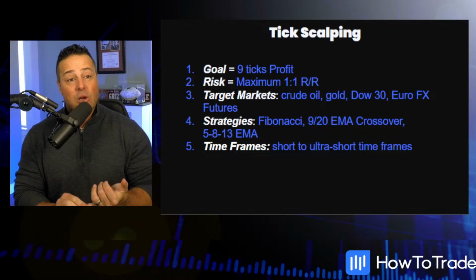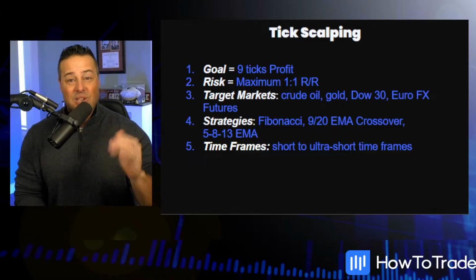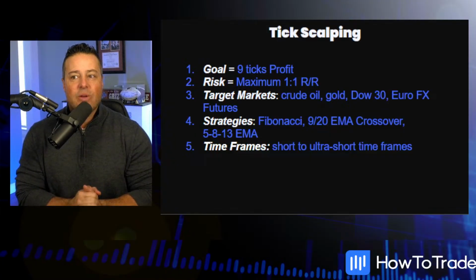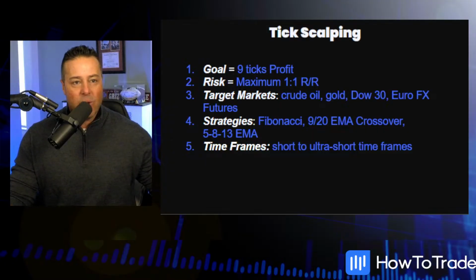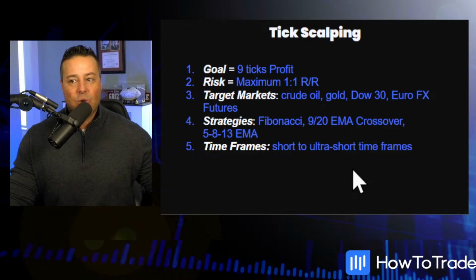Target markets, we're going to look at crude oil, gold, Dow 30, Euro FX futures. That's 4 markets on different time frames. We should be able to get something done with regards to a couple of trades. Okay, right now we've got a trade coming our way that we're going to go ahead and execute. Strategies: Fibonacci's, 9/20 EMA crossover, 5/8/13 EMA crossover. We'll walk through those time frames, short to ultra short time frames.